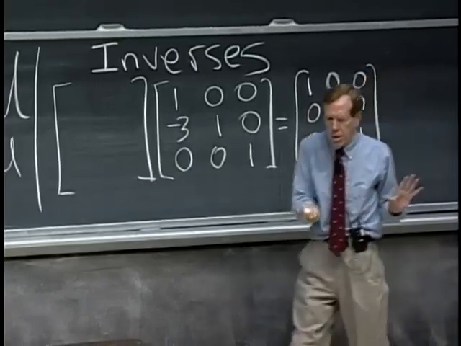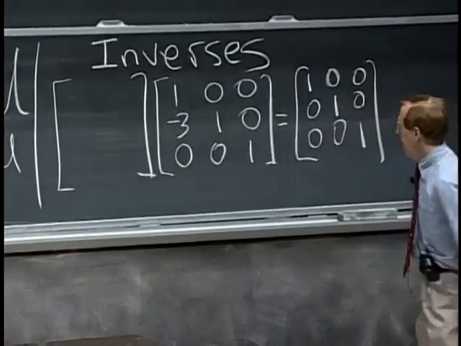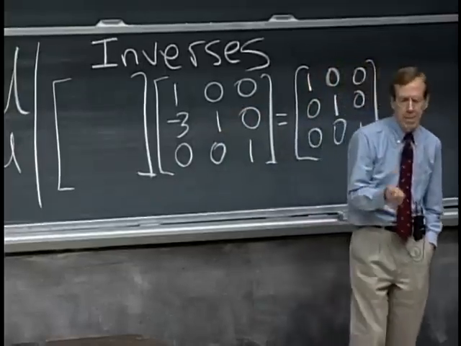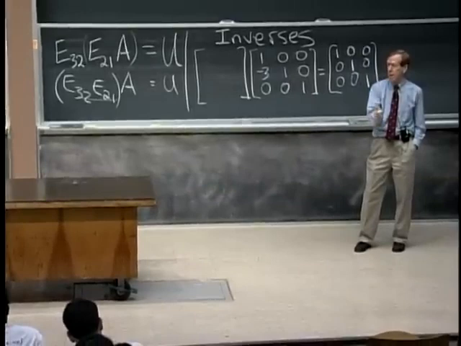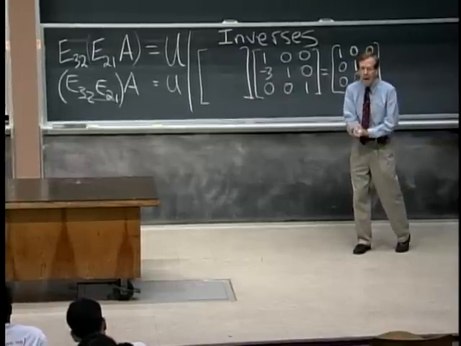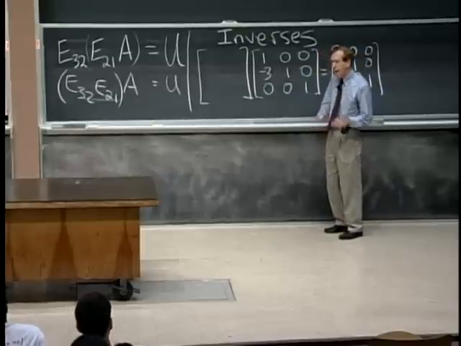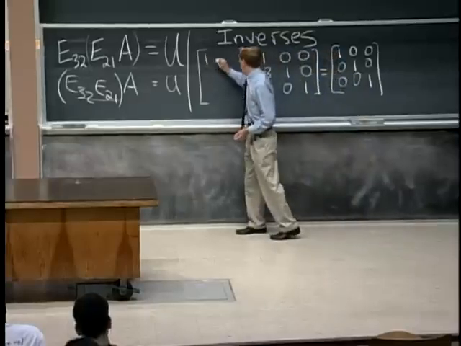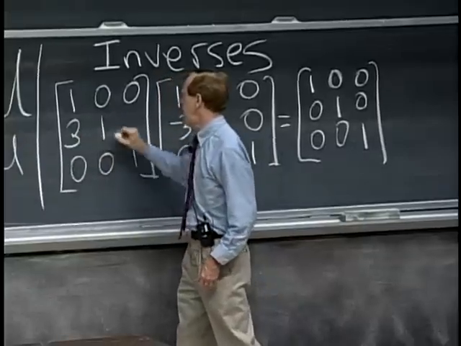And you can tell me what I should do in words first, and then we'll write down the matrix that does it. If this step subtracted 3 times row 1 from row 2, what's the inverse step? I add 3 times row 1 to row 2, right? I add it back. What I subtracted away, I add back. So the inverse matrix in this case is, I now want to add 3 times row 1 to row 2. So I won't change row 1, I won't change row 3, and I'll add 3 times row 1 to row 2.